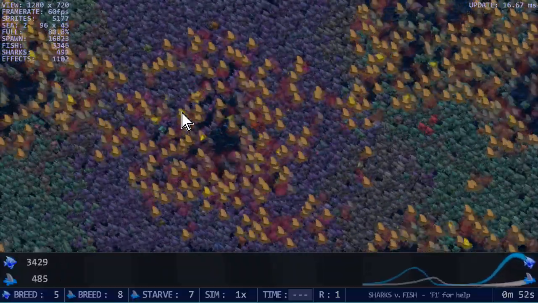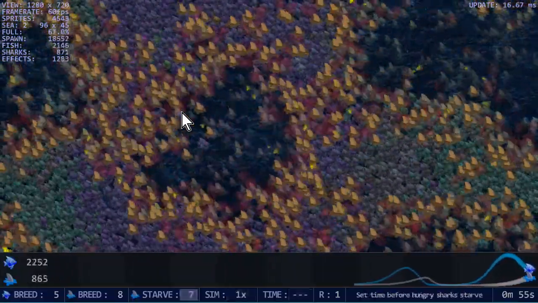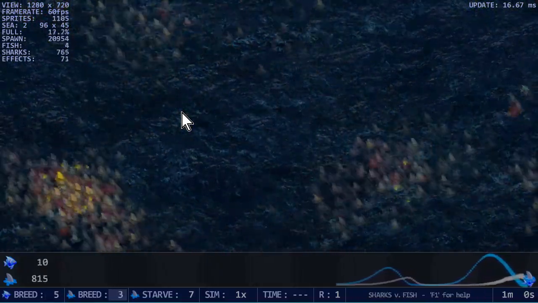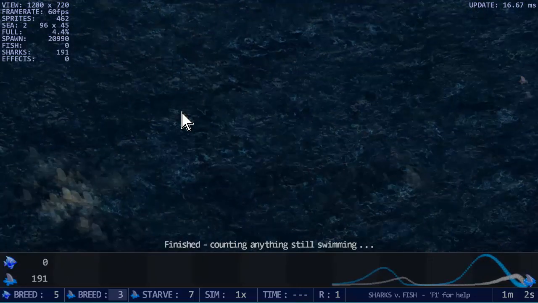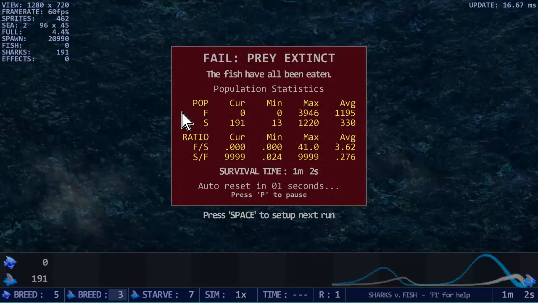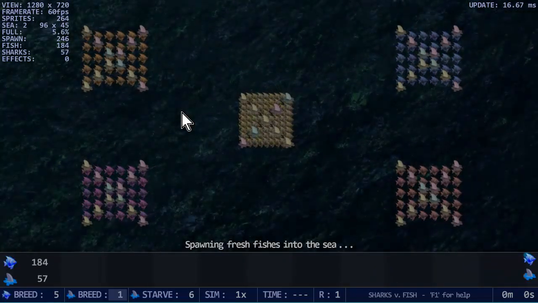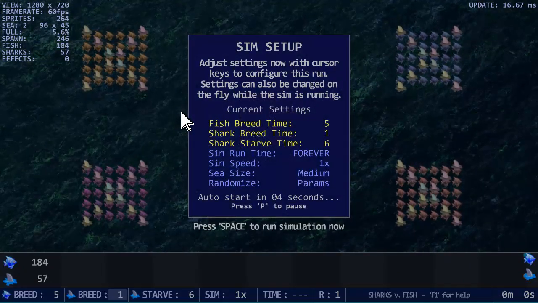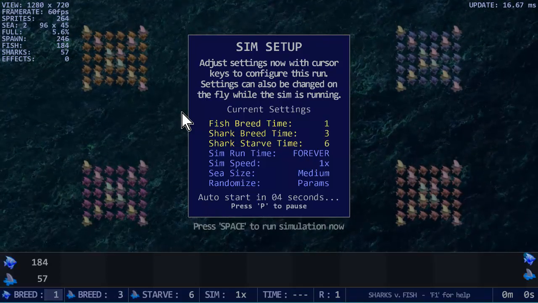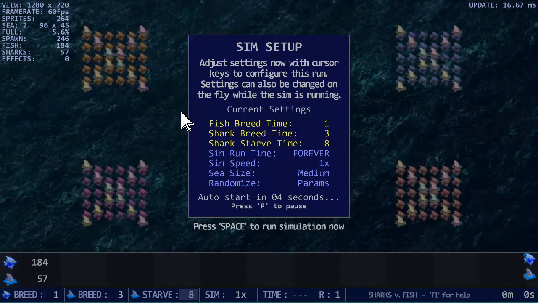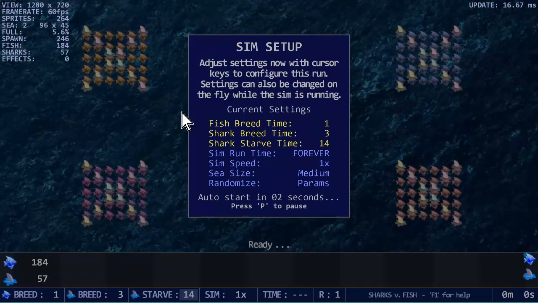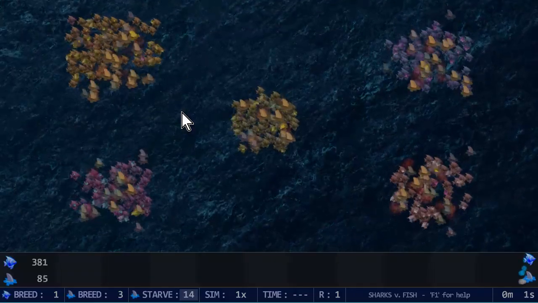But let's see what happens when we change some of these numbers. So let's make the sharks breed real often. Oh, look at that! They ate all the fish. Okay, so those numbers didn't work out. Now let's make them breed a little less often. Let's make the fish breed real often. And let's make the sharks real good at hunting. In other words, they can go a long time without eating. Turn our debug off.